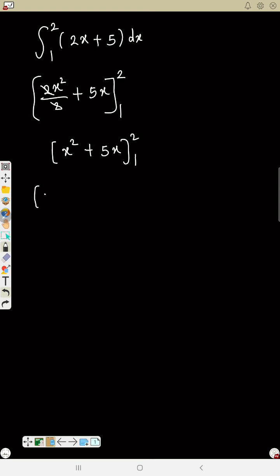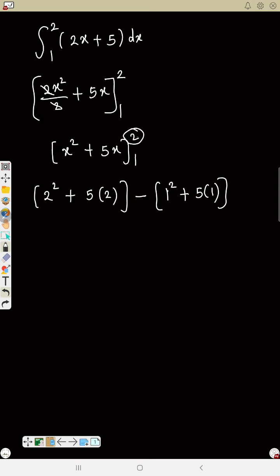That will be 2 square, that is 2 square plus 5 bracket 2, minus, anywhere you see x again, put 1. That will be 1 square plus 5 brackets 1. So anywhere you see s again, put 2, minus, anywhere you see s, put 1. So this will become 4 plus 10 minus 1 plus 5.